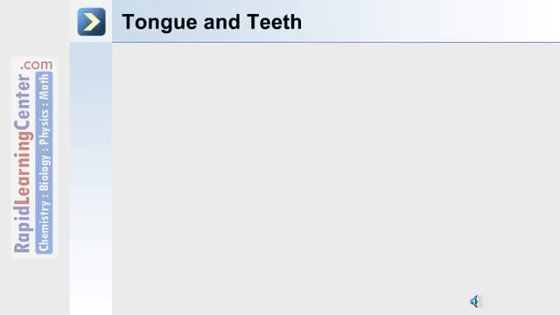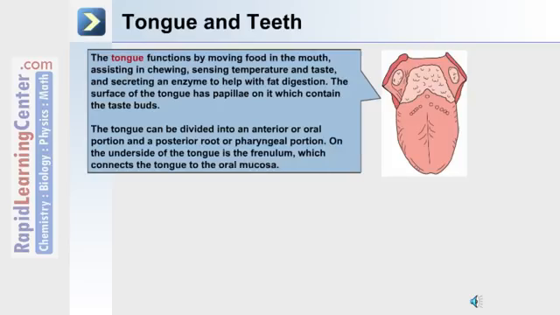Within the oral cavity are the tongue and teeth. The tongue functions in the following way. It moves food in the mouth, which assists in chewing. It also senses temperature and taste. The tongue secretes an enzyme to help with fat digestion. On the surface of the tongue are papillae, which contain the taste buds. The tongue can be divided into an anterior or oral portion and a posterior root or pharyngeal portion. On the underside of the tongue is the frenulum, and this connects the tongue to the oral mucosa.